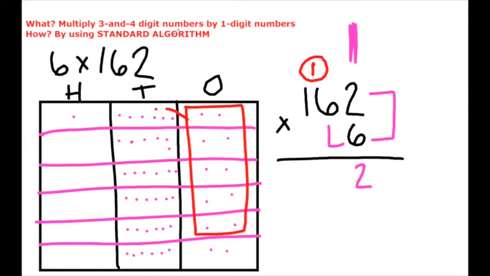Now let's count up how many we have, including that extra one. We have 37, including the extra one. So we put the 7 there. And we know we have to carry over the 3. Let's show that on the place value chart. 1, 2, 3, 4, 5, 6, 7, 8, 9, 10.